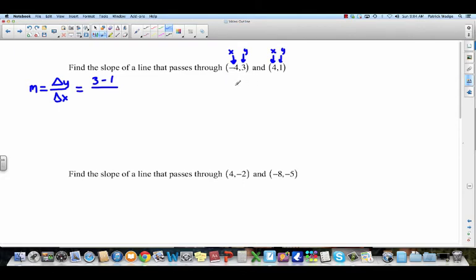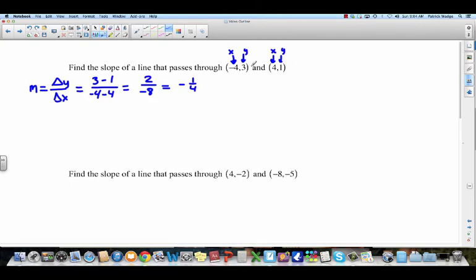But notice you must subtract them in the same order. If I did 3 minus 1, I now must do negative 4, take away 4, right? Because I did this point first, I have to do this point first with the x's too. Okay, let's see what we get. 3 take away 1 is 2. And negative 4 take away another 4. I'm sorry, you're going to have to be good at integers here. Negative 4 take away another 4 is negative 8. So 2 over negative 8. 2 over 8 is the same as 1 over 4. And there's just one negative, so I'll put the negative. You could keep it in the bottom, but we usually put it on top or out front. So there's my answer, negative 1 over 4.